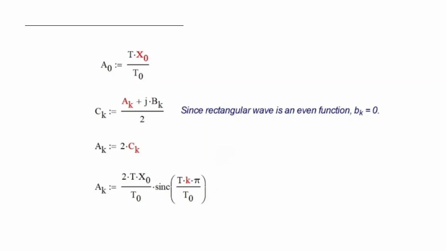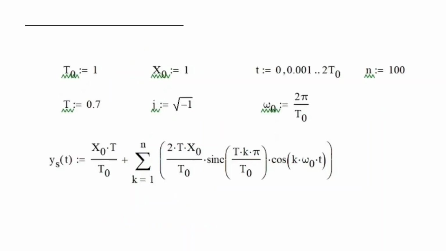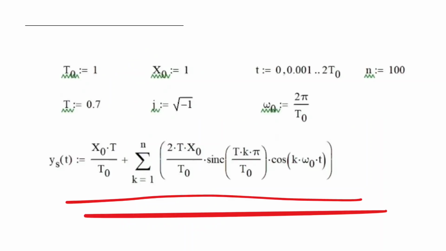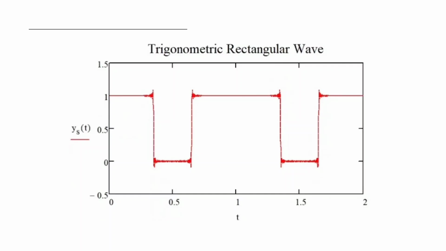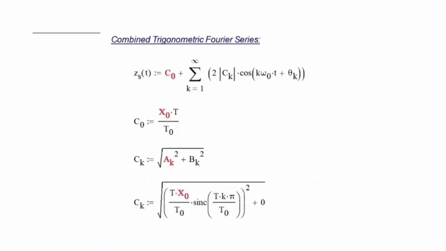Next is c sub k, which equals a sub k plus j times b sub k over 2. Since the rectangular wave is an even function, b sub k equals 0. Now a sub k equals 2 times c sub k. Therefore, a sub k equals 2T x naught over T naught sinc of T k pi over T naught. Assigning some values to the formula using this final formula, we arrive at this waveform using the trigonometric Fourier series.